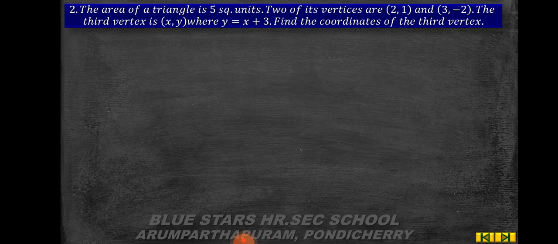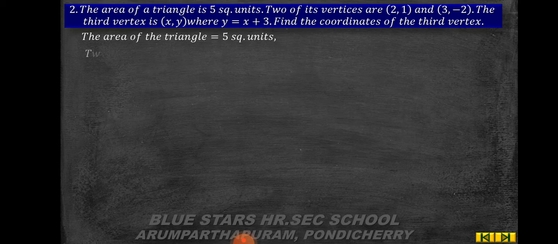Question number 2. The area of a triangle is 5 square units. Two of its vertices are (2, 1) and (3, -2). The third vertex is (x, y), where y is equal to x plus 3. Find the coordinates of the third vertex.